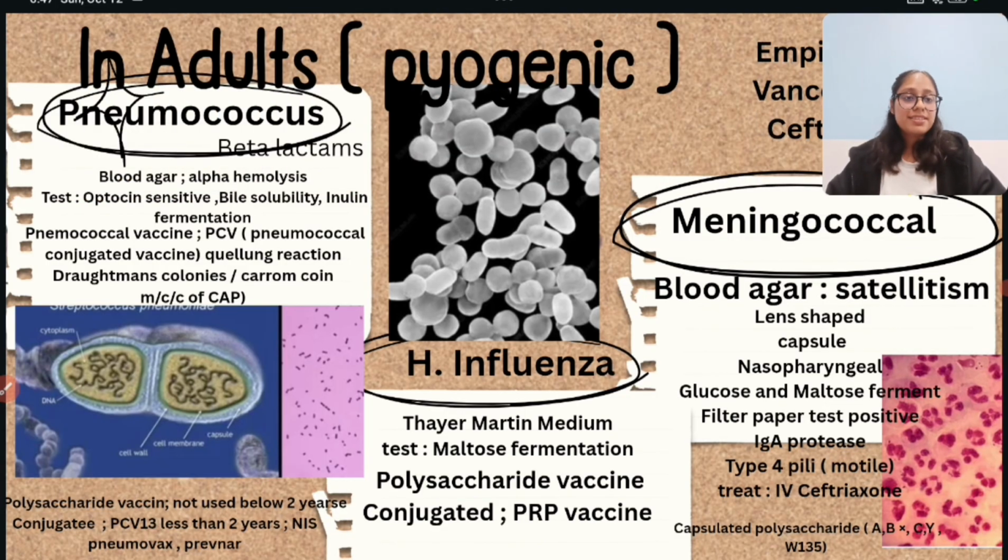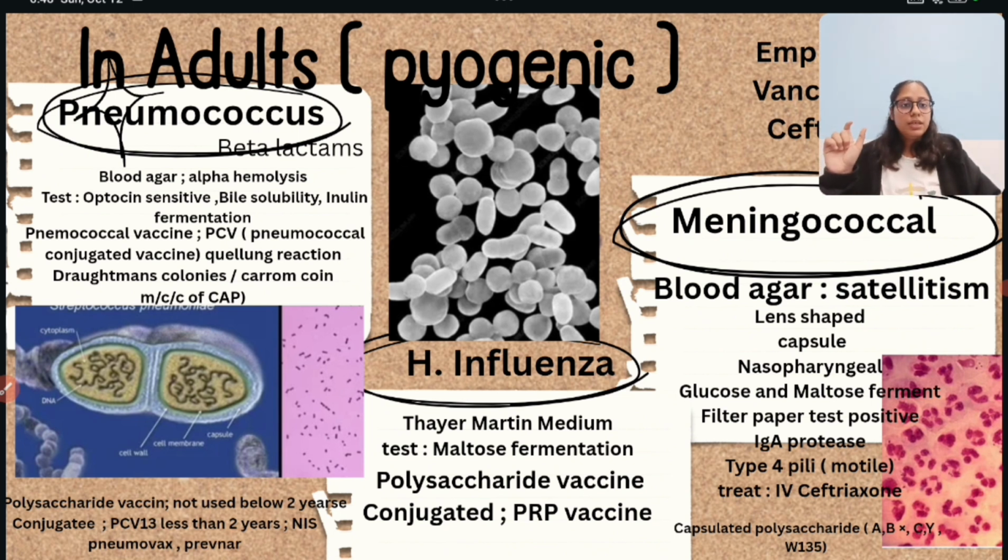Now, this slide is a little bit complex, so I'm going to divide it. Just stay calm. In adults, as I told you, for pyogenic meningitis there are three organisms. First is Streptococcus pneumoniae. Second is Haemophilus influenzae B, and the third is meningococcus, or you can say Neisseria meningitidis. So I have divided them into one, two, and three.